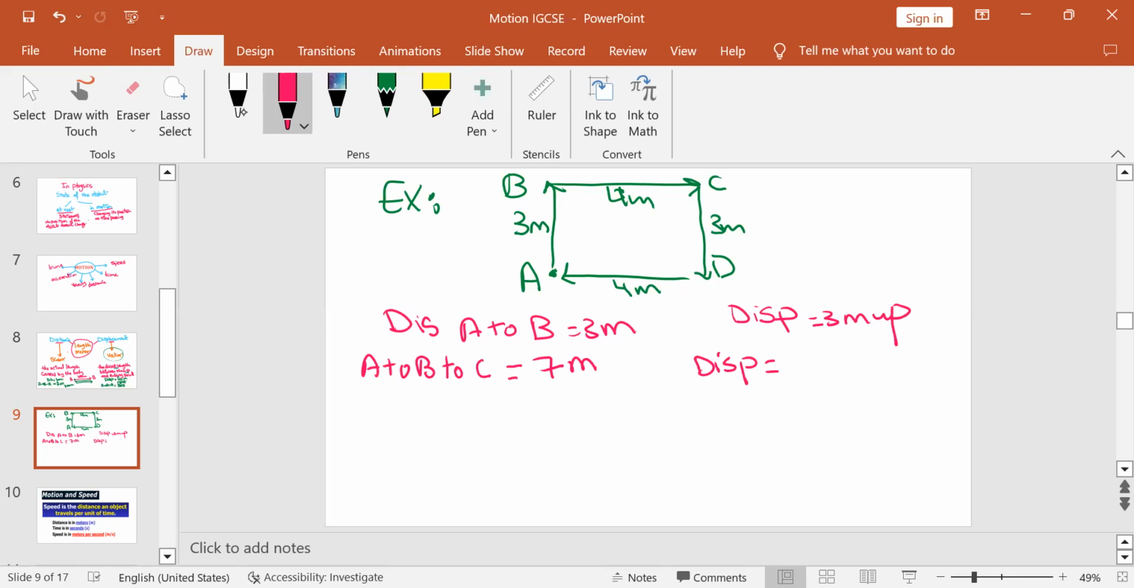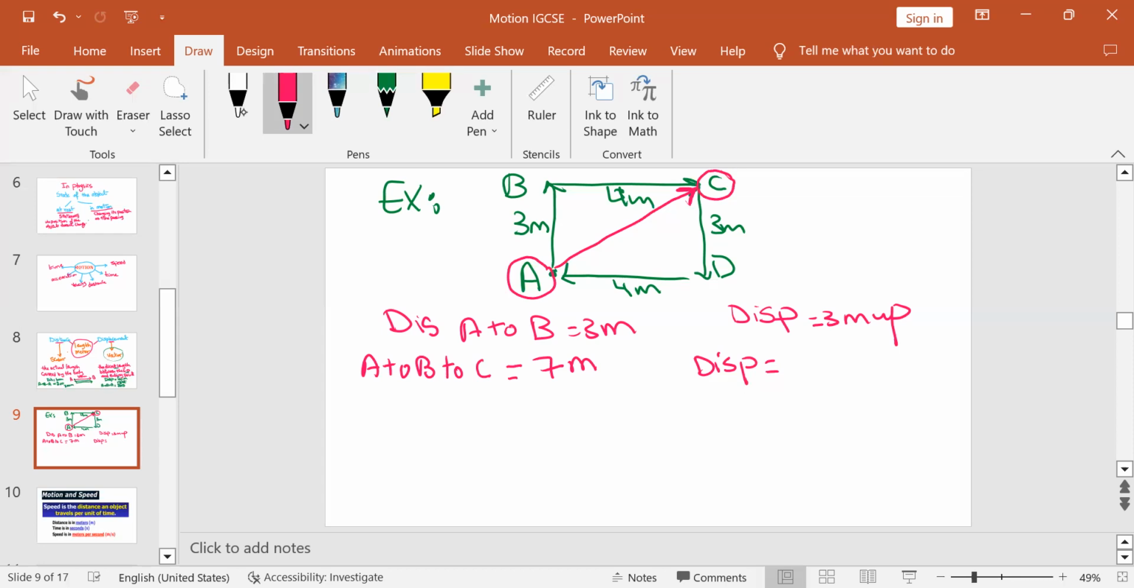Displacement is the direct length from the starting point to the ending point. So here, the starting point is A, right? And the ending point is C. Displacement is the direct length from the starting point to the ending point. So how to find the displacement? It will be the length of vector AC, right?